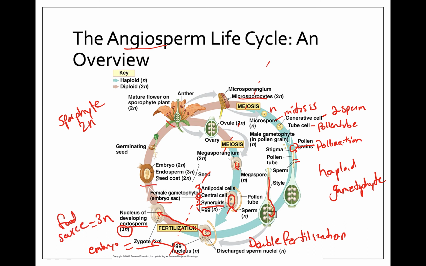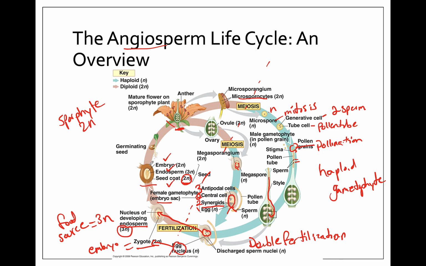And this embryo is going to develop inside of my seed. My seed is made up of 3 components: an embryo, an endosperm, and a seed coat. This seed coat, the 2N from the seed coat, comes from this plant. It's from the parent plant. The embryo and the endosperm are results of fertilization. The seed coat are the integuments from the original ovary.